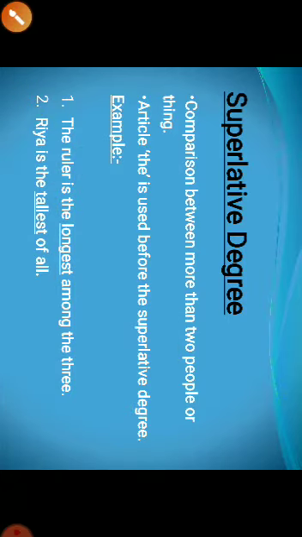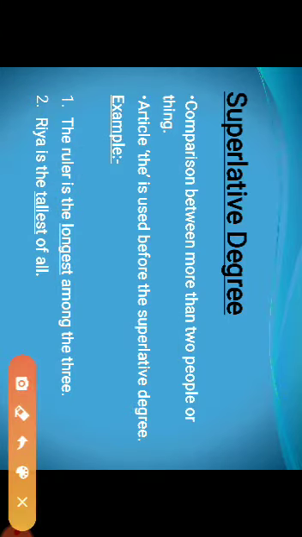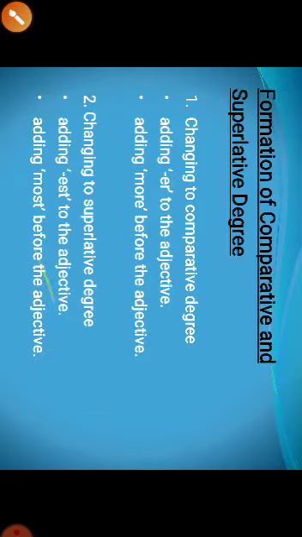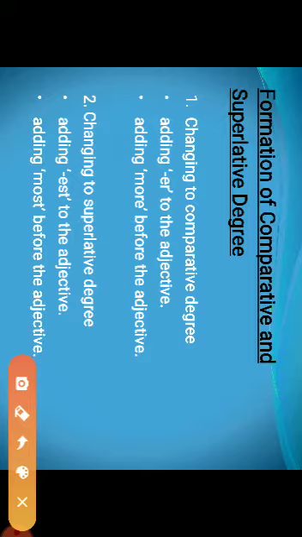Have you all understood? Ruler is the longest amongst the three. Riya is the tallest of all. Okay. Now, see here I have given some rules that if any positive degree is given, then how can you change it into comparative and superlative?